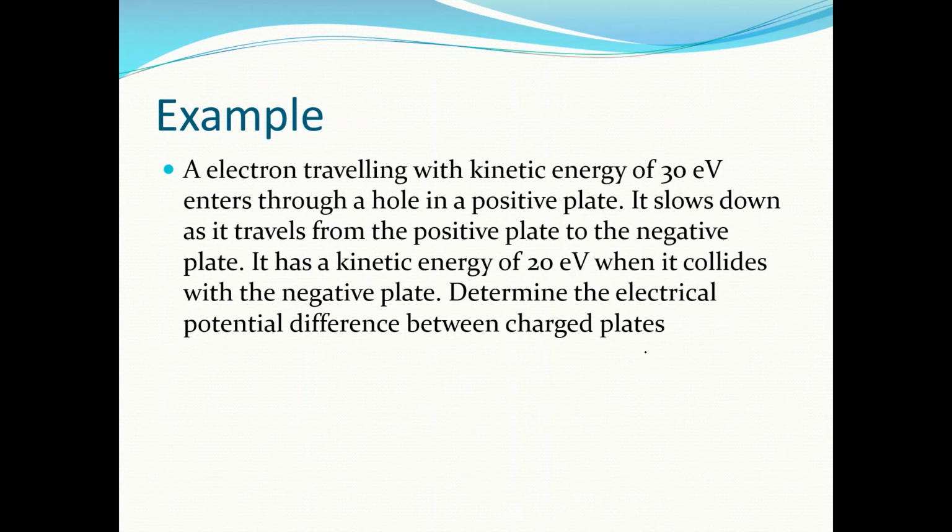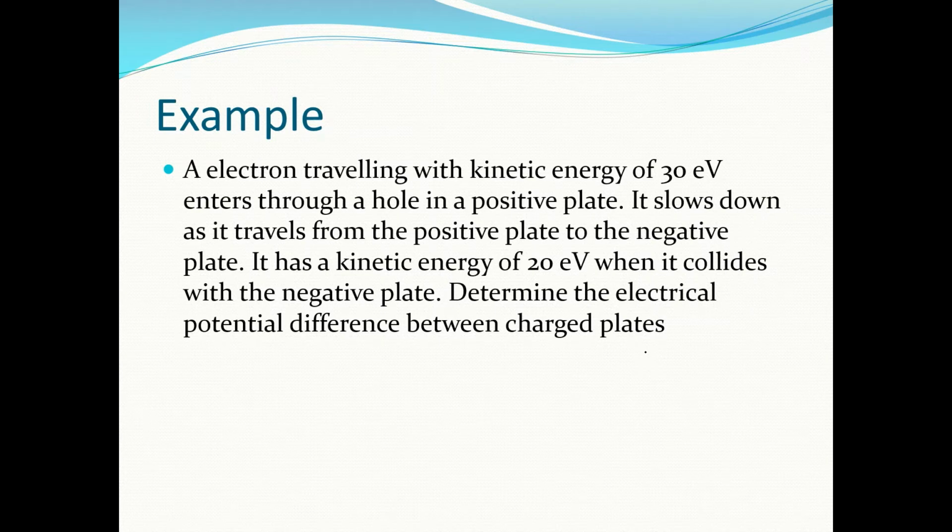So an electron is traveling with a kinetic energy of 30 electron volts. It enters through a hole in a positive plate. It slows down as it travels from the positive plate to the negative plate. It has a kinetic energy of 20 electron volts when it collides with the negative plate. Determine the electrical potential difference between the charged plates.